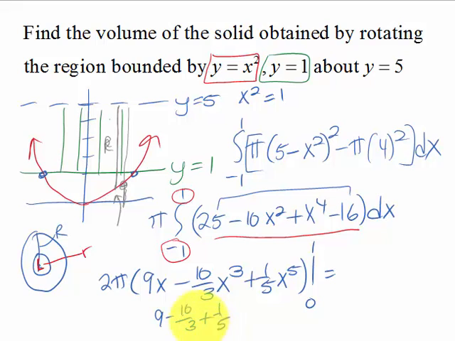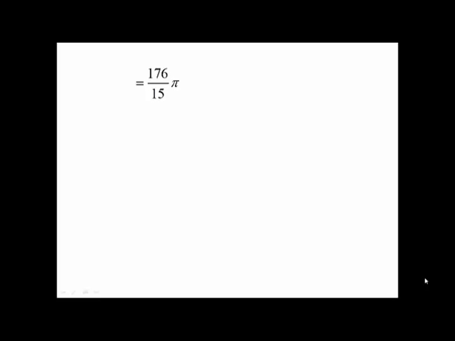So we need to get a common denominator here and combine those and get 15ths. When we do that, we have 135 fifteenths minus 50 fifteenths plus 3 fifteenths. So our final answer is going to be 176 fifteenths pi.